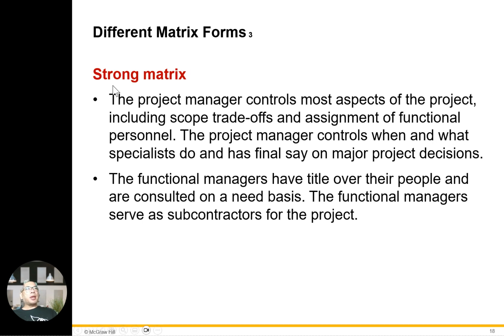Strong matrix. In terms of strong matrix, the project manager controls most aspects of the project, including scope, trade-offs, and assignment of functional personnel. The project manager controls when and what specialists do and has the final say on major project decisions. The functional manager has a title over the people and consults on a need basis. The functional manager serves on all the projects.